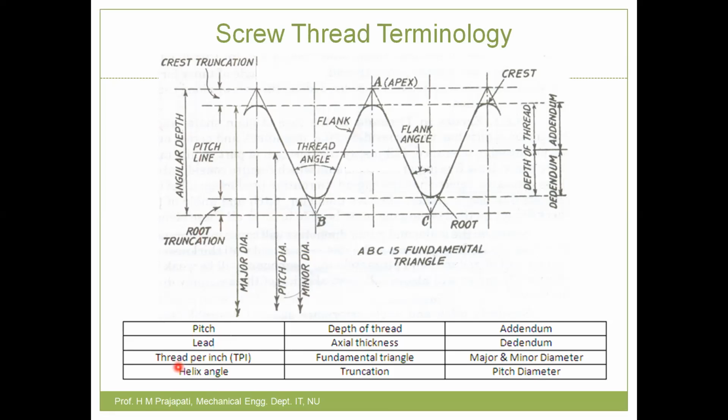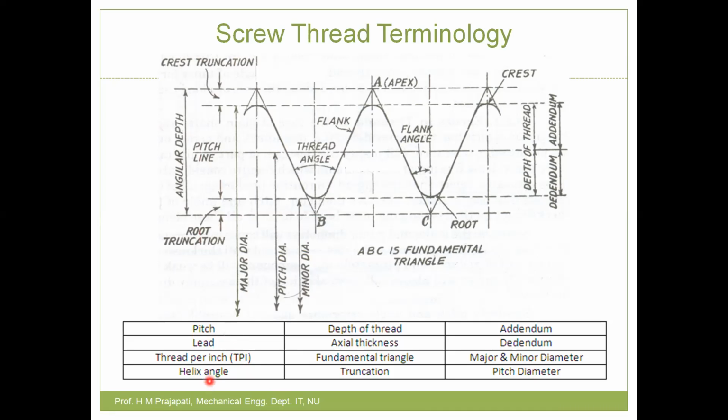Now next term is thread per inch. This is actually the British standard to define pitch of thread. Thread per inch means how many helix curves per inch of axis length of thread. Thread per inch, generally abbreviated as TPI, is the inverse of pitch actually. So pitch and TPI are passing the same information, but in British standard we define TPI. In metric standard we define pitch.